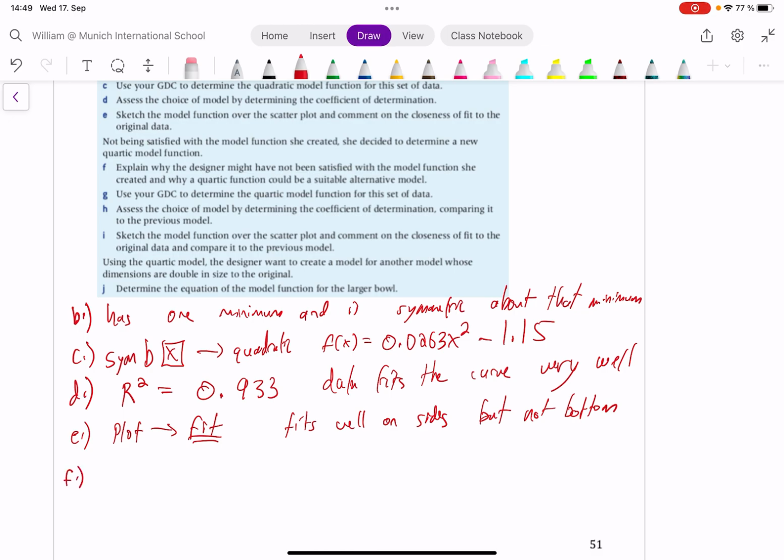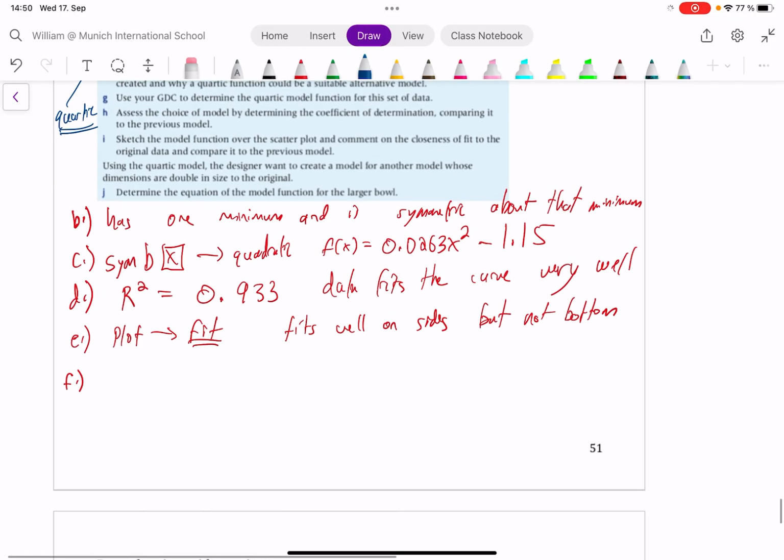Okay, so not being satisfied with the model function she created, she decided to determine a new quartic, right? These words are really close. Quartic is a 4th degree model, right? Quartic is not quadratic, it's raised to the 4th. And it says, explain why the designer might have not been satisfied with the model function she created and why quartic is better. Right, quartic makes more sense.